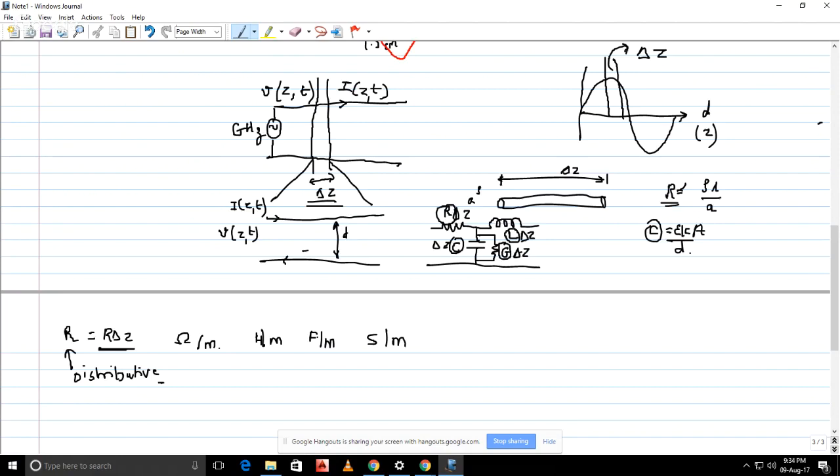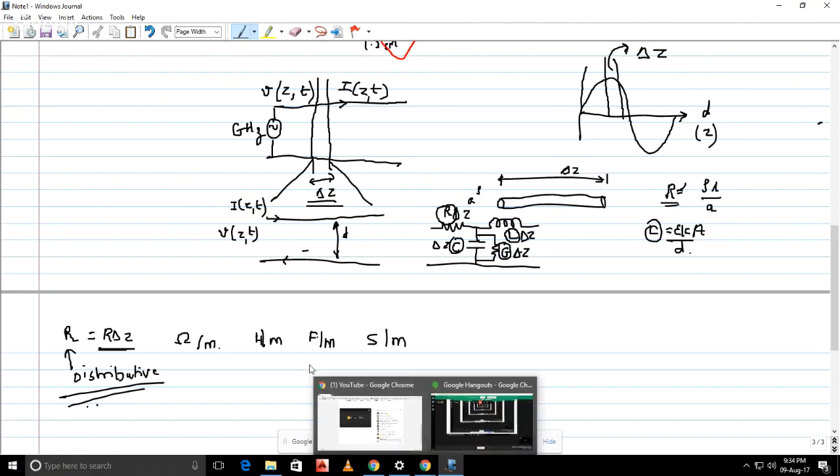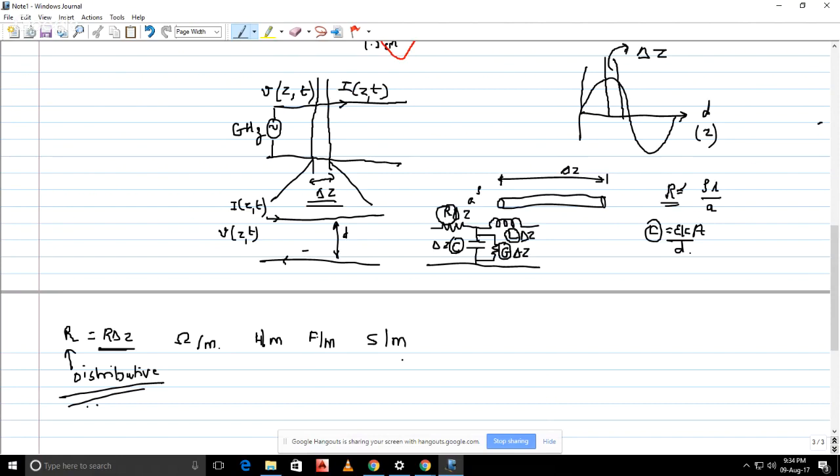This is where the distributive concept comes into the picture. So now I have a resistance which is distributed over the line. I have inductance which is distributed over the line. I have capacitance which is distributed over the line. And I have a conductance which is also distributed over the line. What does it mean? It means that instead of focusing on a single point, in labs, or so far when you have dealt with a resistor, we write the resistor value as 1 kilo ohm, right? So we know that whichever point you measure the resistance at, it will always come as 1 kilo ohm. But in a transmission line, you cannot actually measure that.